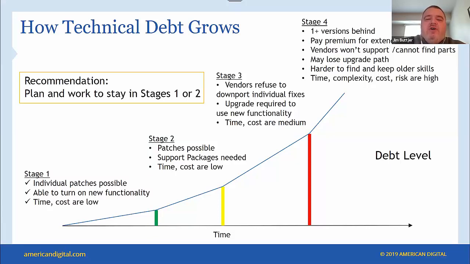The problem starts getting more serious once you get into stage three, where you're no longer keeping up with support packages. As a result, you're getting less willingness and cooperation from your vendors to either provide fixes or take them from a higher level for a problem that's already been fixed, or functionality where they say, well, you need to be at this higher level in order to use that, and call us back when you're there. And as a result, the time and the cost for solving that technical debt at stage three starts rising considerably.